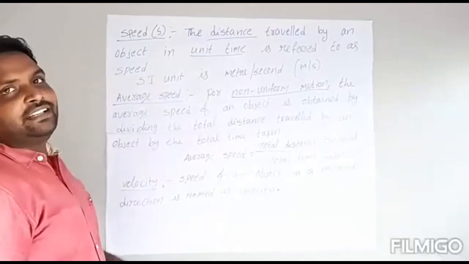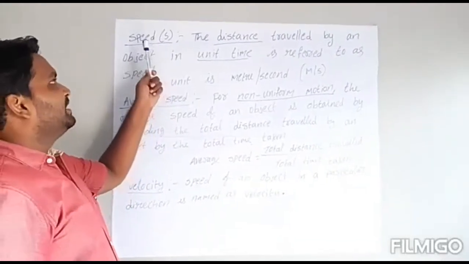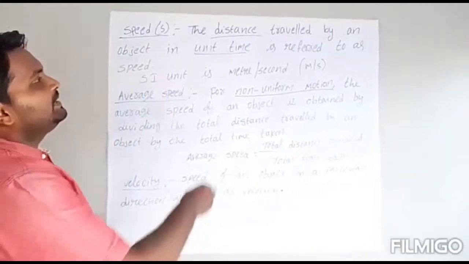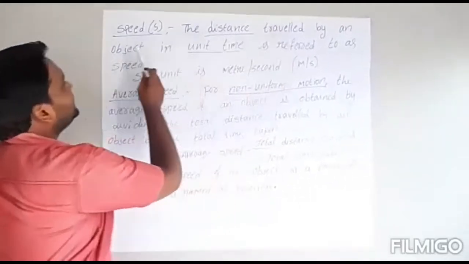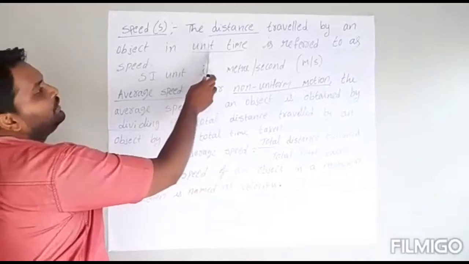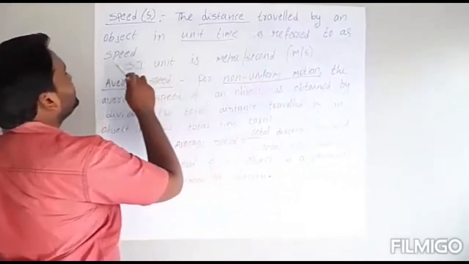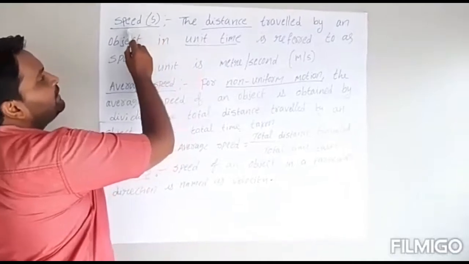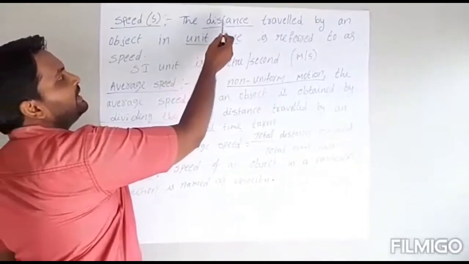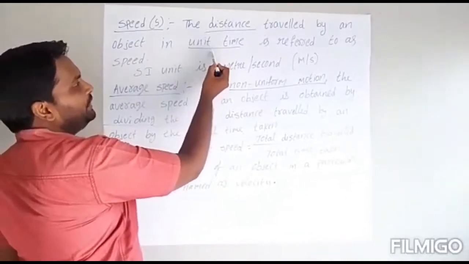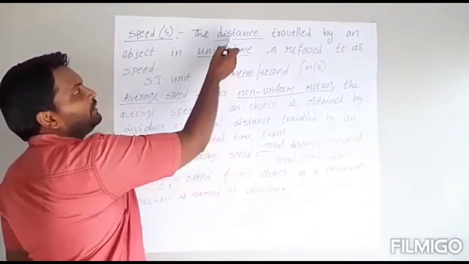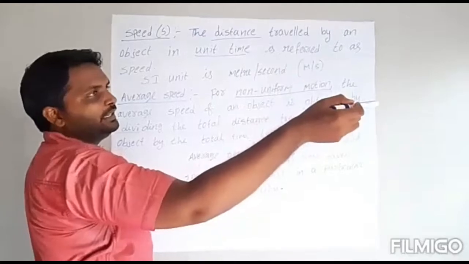Now we will see the speed definition. Speed we can denote by S. The distance traveled by an object in unit time is referred to as speed. That means in the speed definition we have to consider distance and unit time. For example, now the distance is 20 kilometers.